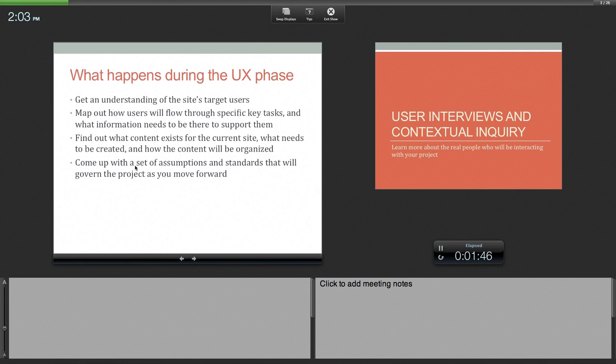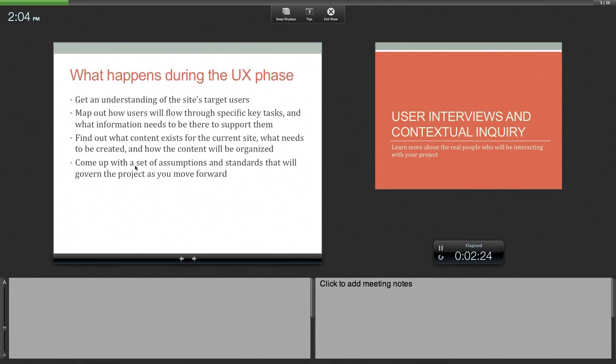We also look at content, what content exists. What needs to be created, how is that content going to be organized, and what are the components of that content that we have to accommodate with the system we're developing. And ideally, at the end of it, we've got a set of assumptions and interaction standards that are going to govern the project as we move forward. And we're going to keep coming back to those assumptions and those standards and testing them as we build and we test the design and we iterate on what we've learned.